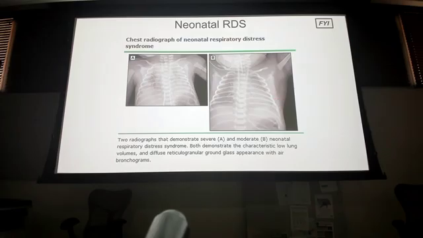But on the right, this is your moderate, so you're still seeing that ground glass. You're starting to see air bronchograms. These little specks right here, these are the air bronchograms that we're talking about. Right down there, that's actually the picture. Over here, air bronchograms, right?